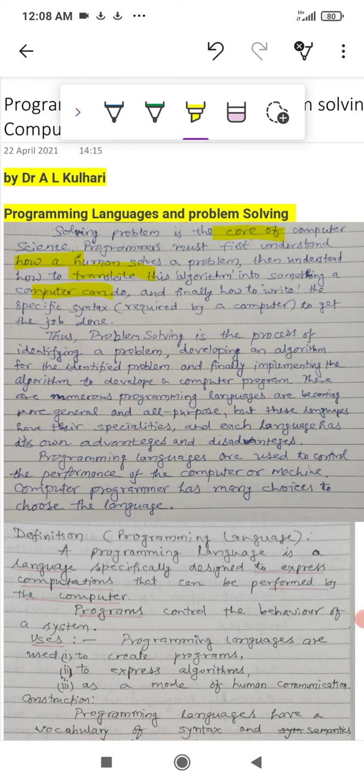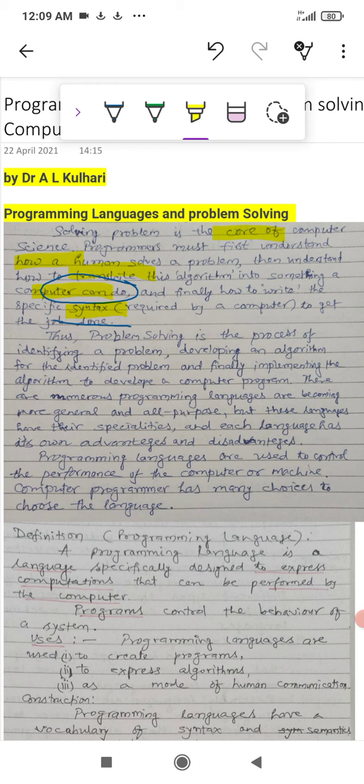So सॉल्विंग प्रॉब्लम क्या है कि एक कंप्यूटर के द्वारा हल किए जा सके, समाधान दिया जा सके, उसको एक्सिक्यूट कराना, एंड फाइनली how to write the specific syntax. This is required by a computer to get the job done.